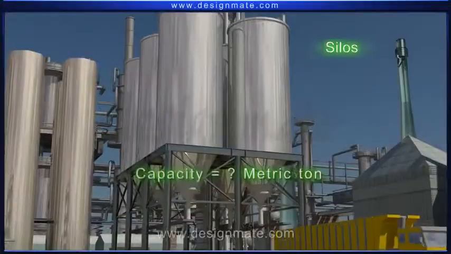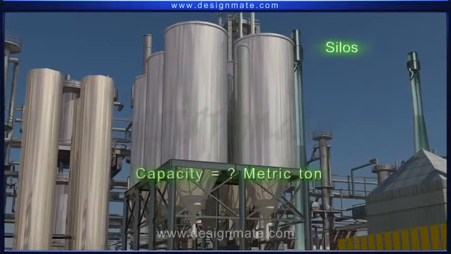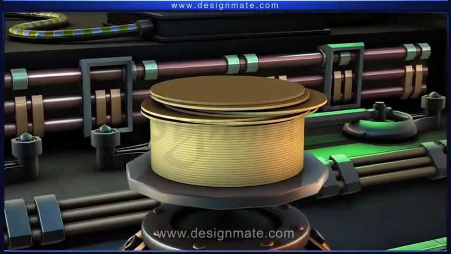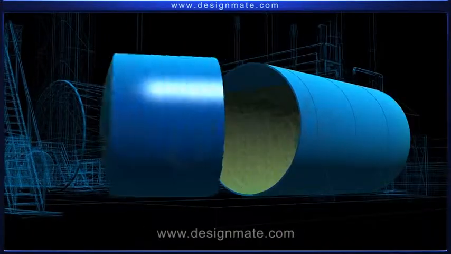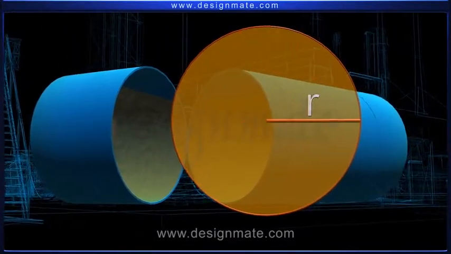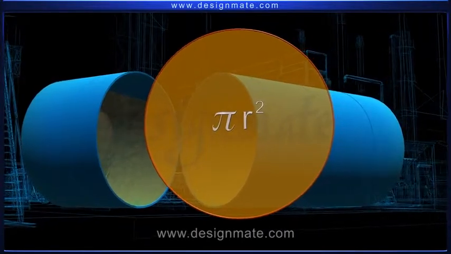To understand the concept and derivation of the formula for finding the volume of a cylinder, we will undertake some activities. We know that the cross-section of a cylinder is a circle, and the area of the circle of radius r is pi r square.